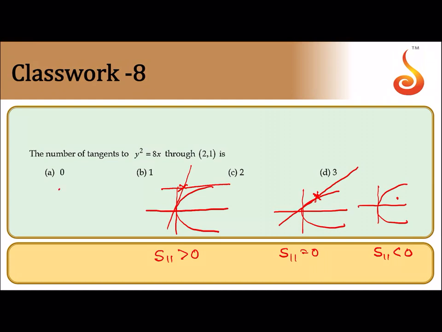So what happens in our problem: if I substitute 2 comma 1, this will become 1 minus 8, which is less than 0. Option C. So no tangents are possible. So you have substituted, S11 is less than 0. So no tangents are possible.